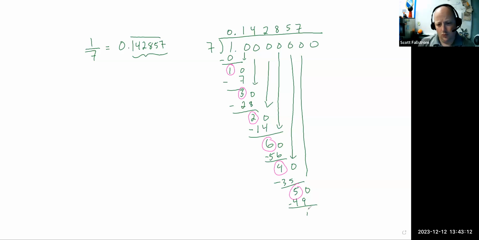Oh, it matches. And so what that tells you is that you have 1, 2, 3, 4, 5, 6 digits in the repetend. That's as many as I have right up here, and I'm done with this problem.